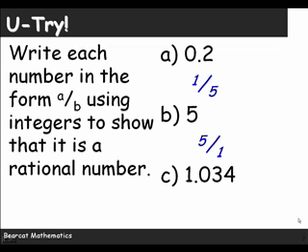1.034. Let's see if we read that correctly. It's 1 and, the decimal point's the and, 34 thousandths. 1 and 34 thousandths. So that's 1,034 thousandths. We could reduce that. We probably should. What would that be? 517 over 500? I doubt that would go down any further.